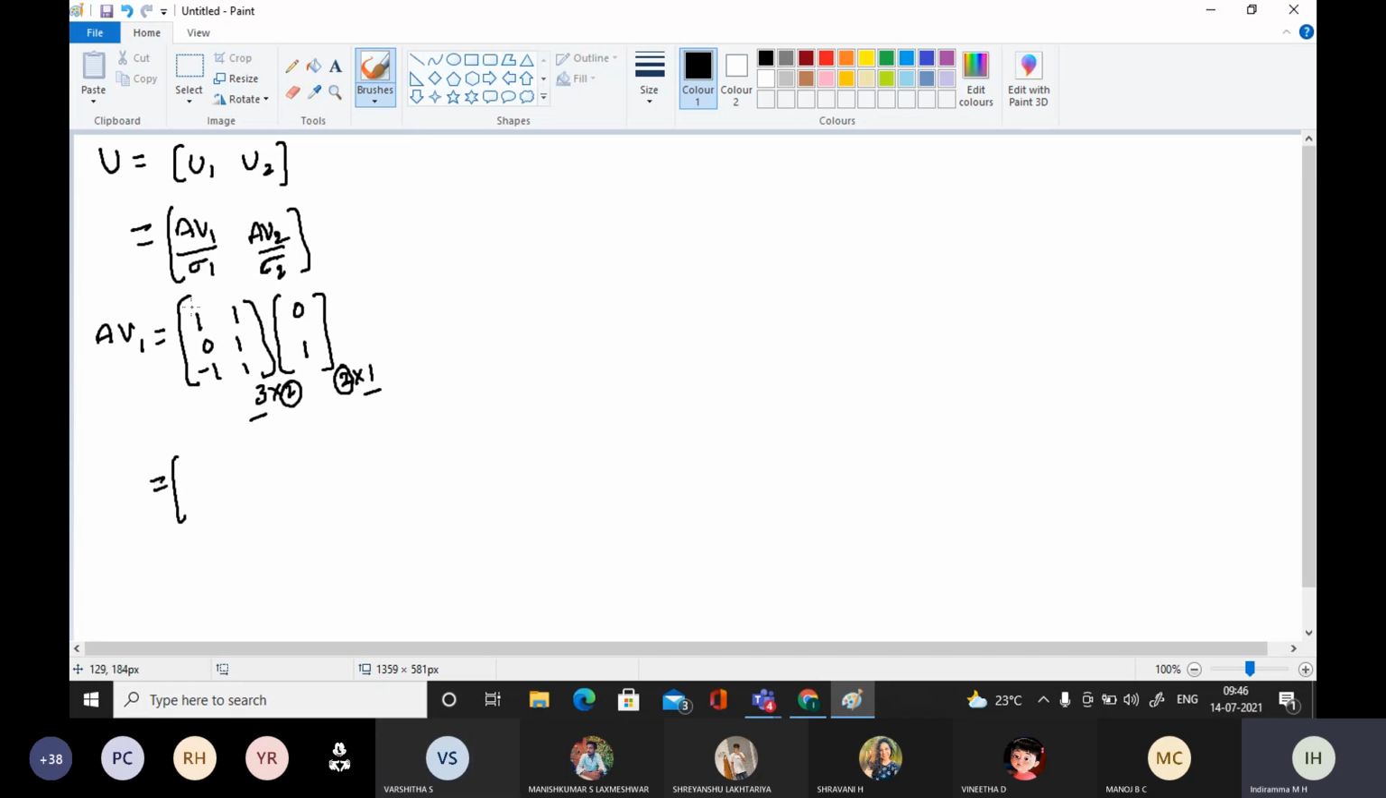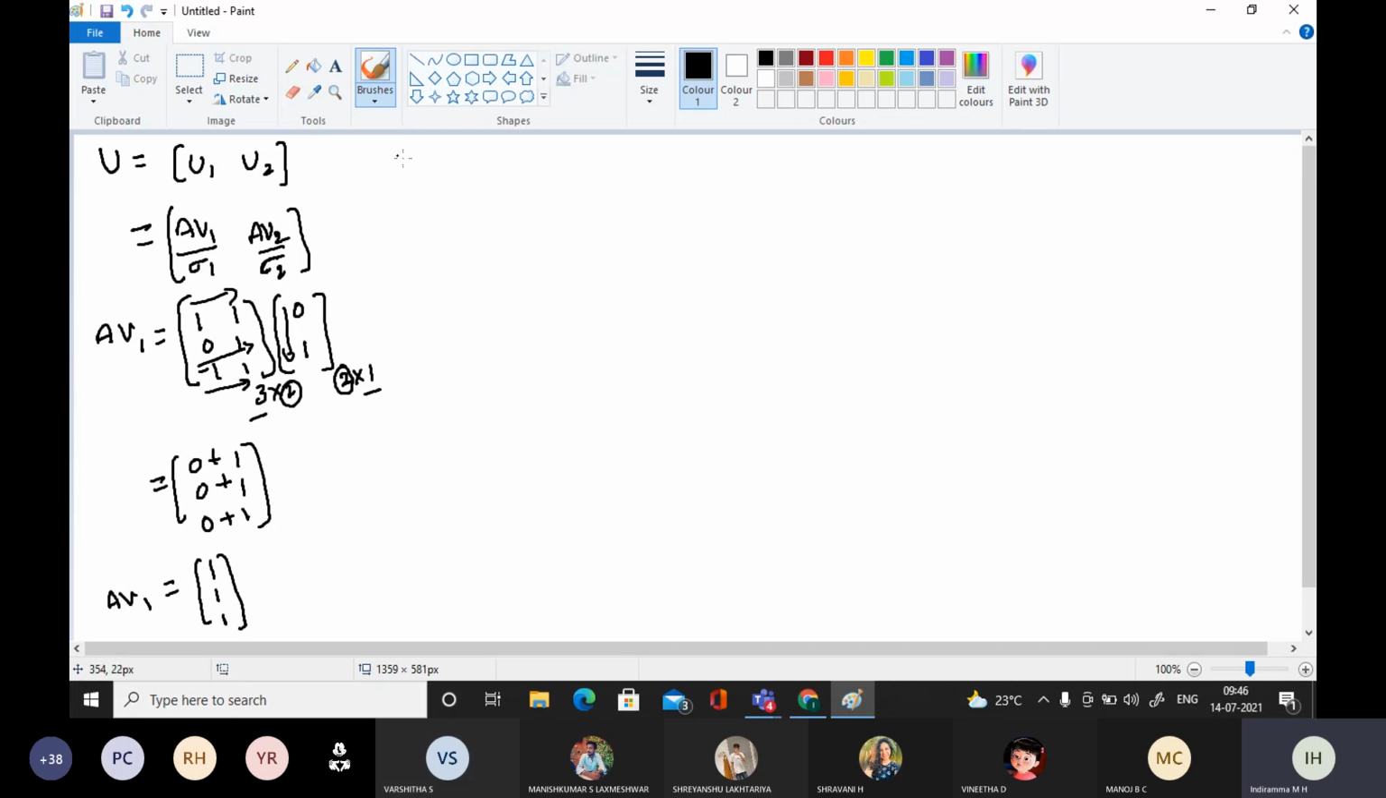Now multiply first row, first column: 1 into 0 is 0, plus 1 into 1 is 1. So next, second row, first column: 0 into 0 is 0, plus 1 into 1 is 1. Next, third row, first column: minus 1 into 0 is 0, plus 1 into 1 is 1. So what we got? (1, 1, 1). Is it right? Yes, ma'am. Okay, this is A into V1.